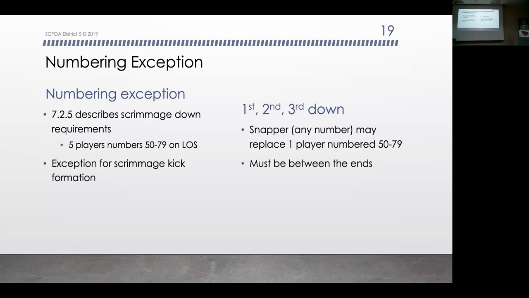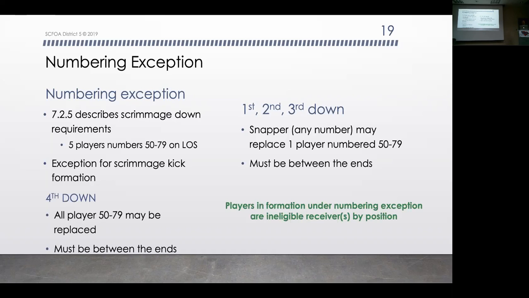On first, second, and third down, the snapper may replace one player numbered 50 through 79. So if your deep snapper is number 30, then he can replace one of those players numbered 50 through 79. He has to be between the ends. On fourth down, you can replace any number, so they can all be replaced. And again, they must be between the ends.